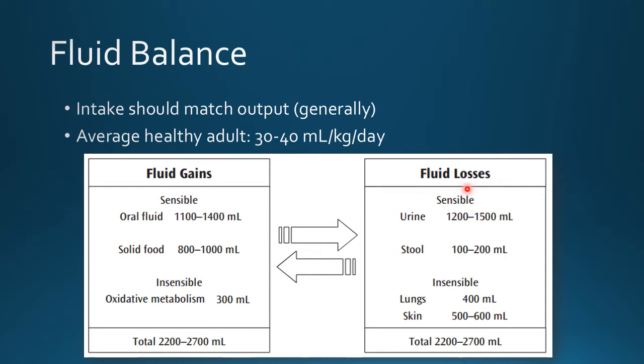Looking at fluid losses, though, sensible losses tend to be urine and stool, the most common ones. But again, lungs and skin tend to be the more common insensible losses you see for your patient. These are very difficult to measure, or nigh impossible to do so, and so we know that they're still losing that fluid, but we need to take that into account.